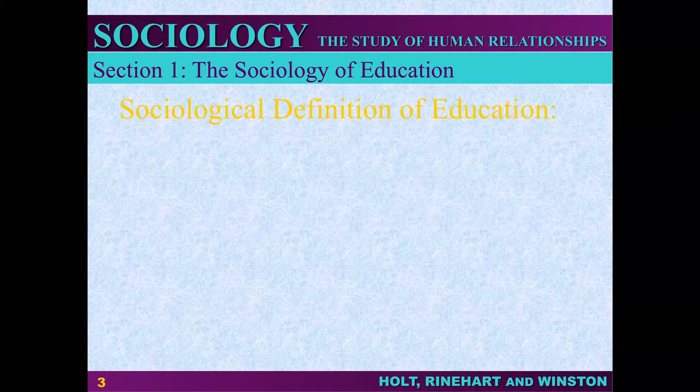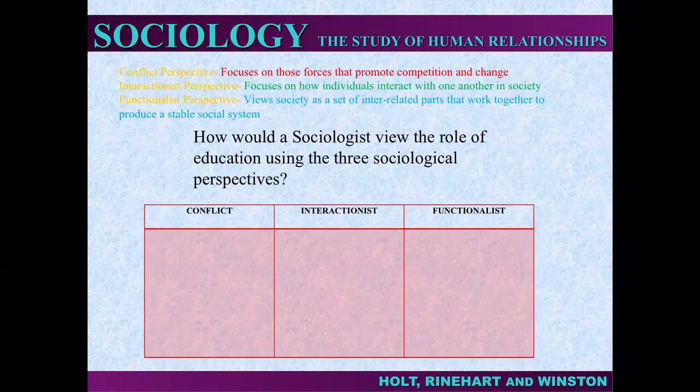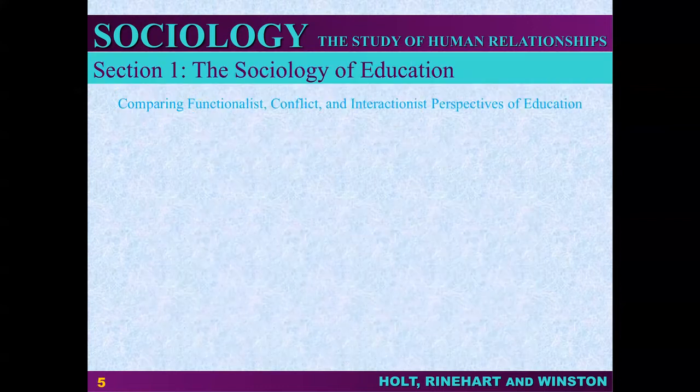Sociological definition of education is as follows. Education consists of the roles and norms that ensure the transmission of knowledge, values, and patterns of behavior from one generation to the next. Now, in doing this comparison, you could use this graphic organizer. You've seen this before with our videos that we've watched, most recently our Mean Girls one. You don't have to use this, but I just wanted to give that to you as a choice.